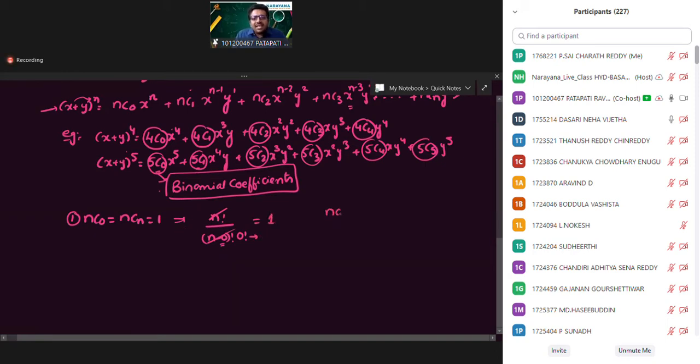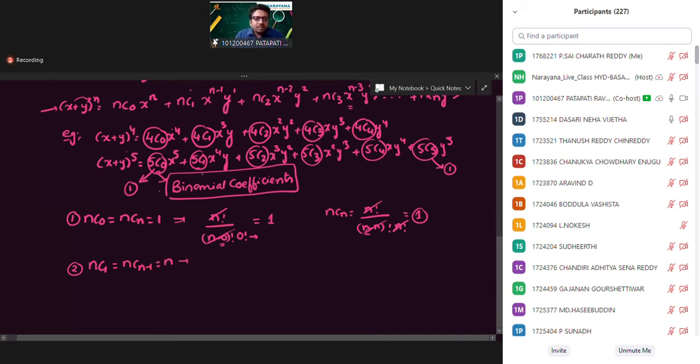And what is nCn? nCn is n factorial by (n minus n) factorial into n factorial. Now this becomes 0 factorial, and this n factorial gets cancelled. This is 1 again. So 5C0, the first binomial coefficient, will always be 1. The last binomial coefficient will also be equal to 1. Clear? Okay, sir.